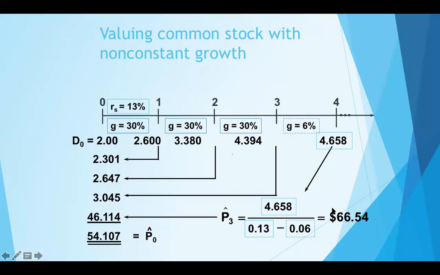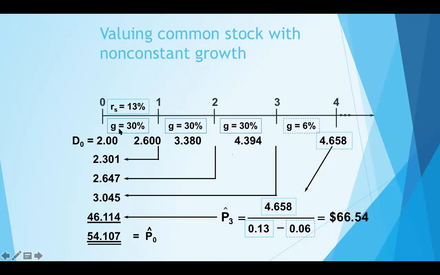So we need to discount this 66.64 to today for 3 years with 13%, right? So when you discount it with 13%, it is 46.11. Add them all, the price should be 54. How do we get this 54?